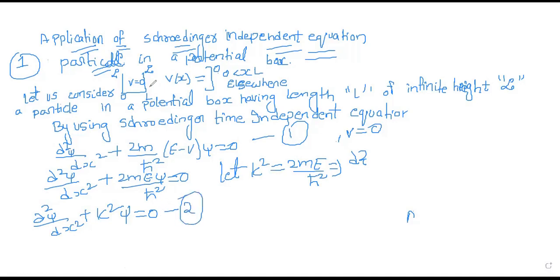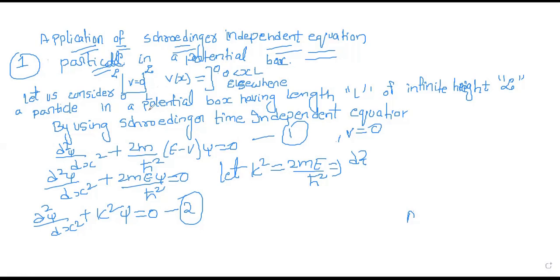We are dealing with the application of the Schrodinger time independent equation. In that we are calculating for a particle in a potential box. So, how it will be seen with the figure. We have just considered this potential box. Inside the potential box, the potential is 0, and the length of the box is L.